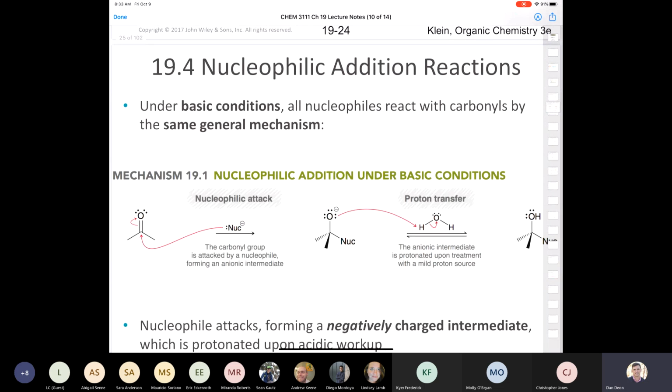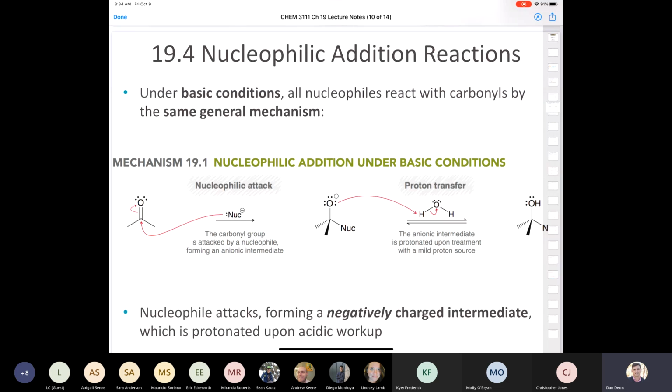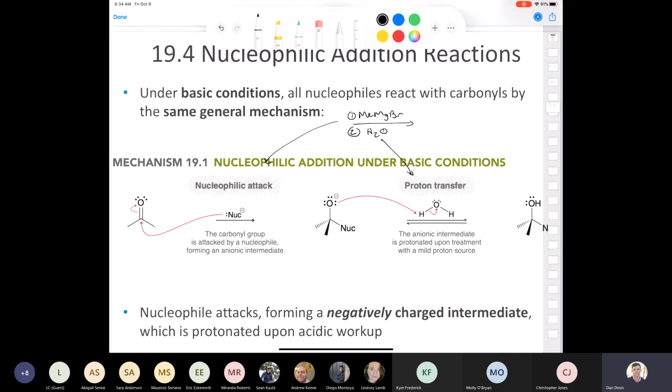Under basic conditions, all nucleophiles react with carbonyls by the same general mechanism. And this is what we just saw. I drew the first step in the Grignard, and of course the last step is going to be a proton transfer. And that's why the first step in that Grignard that we looked at on the last slide was to treat the compound with methyl magnesium bromide. That's step 1 over here. And then step 2 was to treat it with water for the proton transfer. The nucleophile attacks, we form the negatively charged intermediate, shown right here, and then it is protonated upon acidic workup.